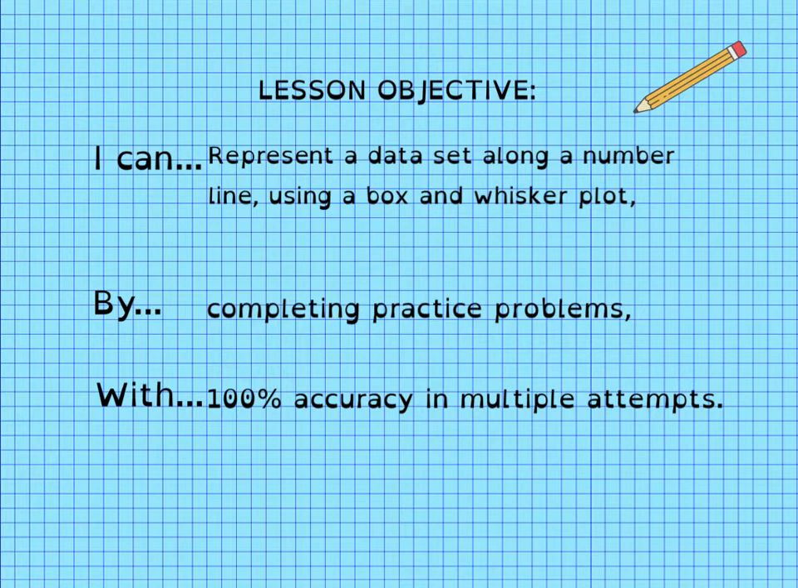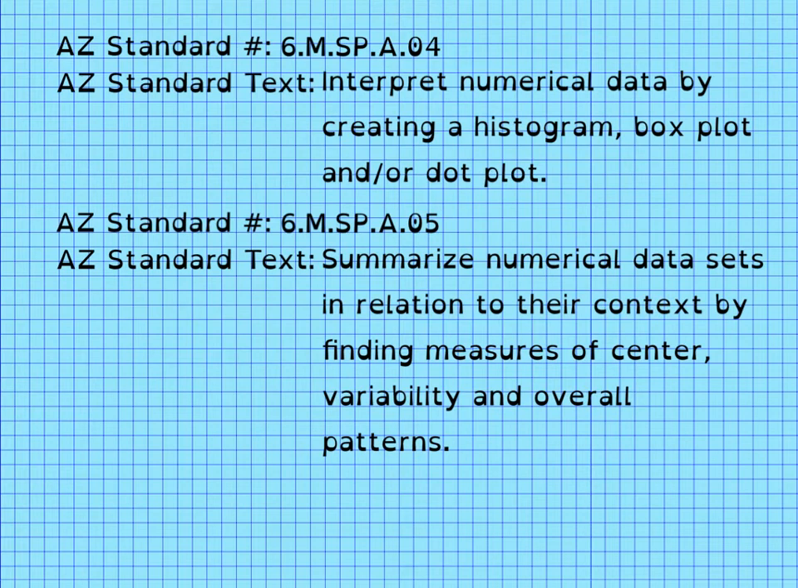Today's objective is, I can represent a data set along a number line using a box and whisker plot by completing practice problems with 100% accuracy in multiple attempts. Today's standards are interpret numerical data by creating a histogram, box plot, and/or dot plot. Summarize numerical data sets in relation to their context by finding measures of center, variability, and overall patterns.